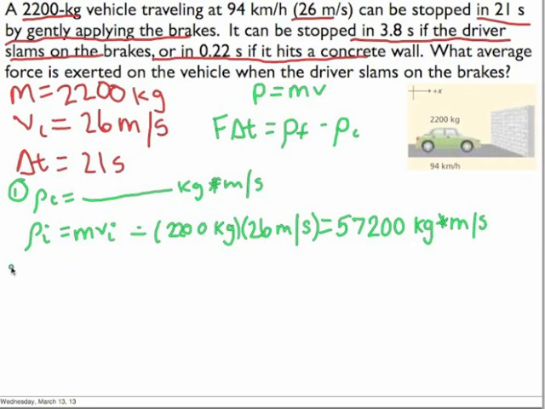Okay, now that we've found that, we need to find our final momentum, and that's going to be momentum with an F. Again, it's going to have those weird units.